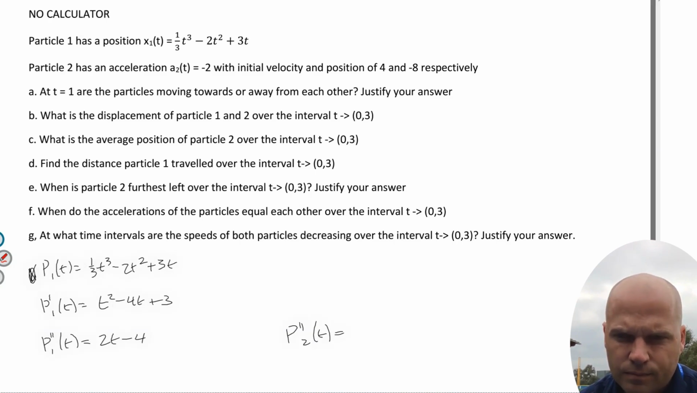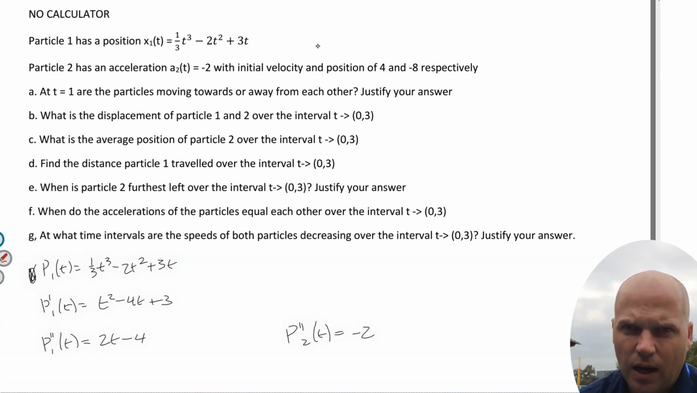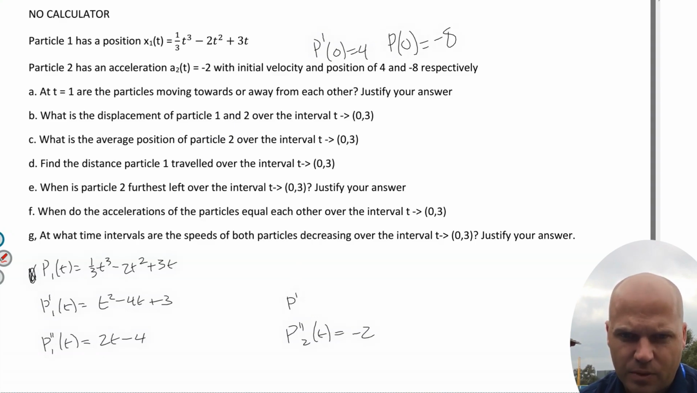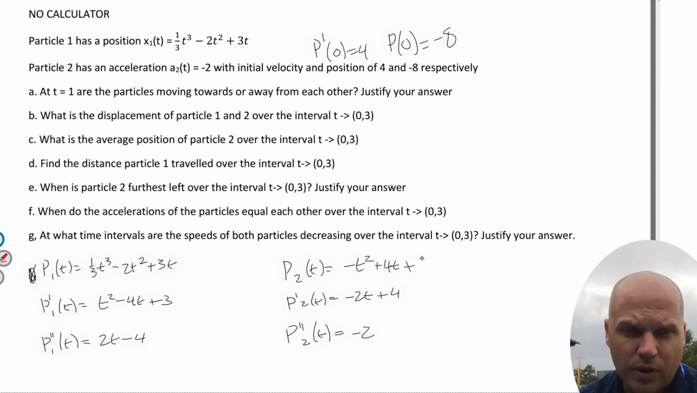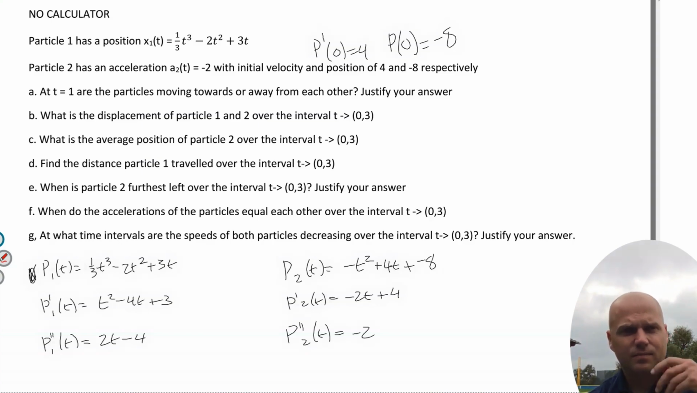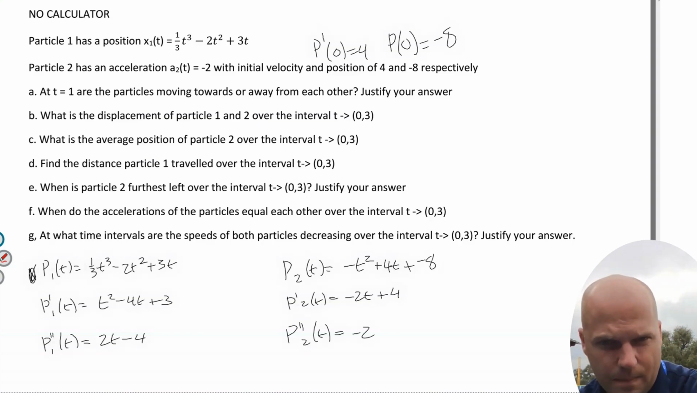I'm immediately gonna say that my initial velocity and position are going to give me C. So I'm immediately going to go backwards to P prime of 2 is negative 2t plus 4. It is plus C, but I know that. And P is negative t squared plus 4t plus 8 or minus 8. Because there's going to be a C, but I found C. Cool.